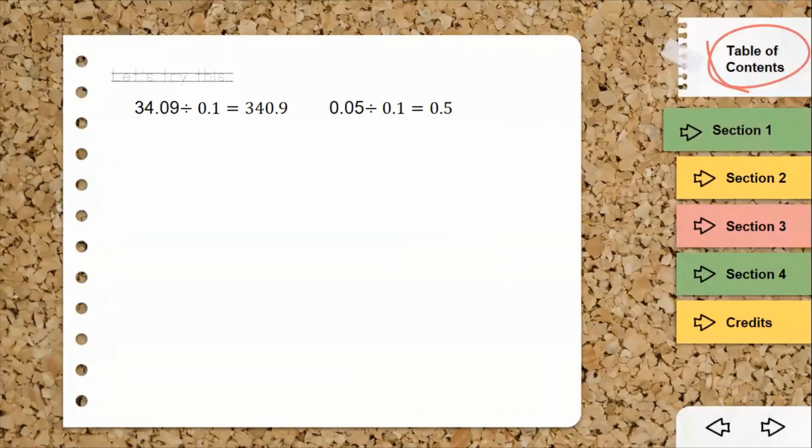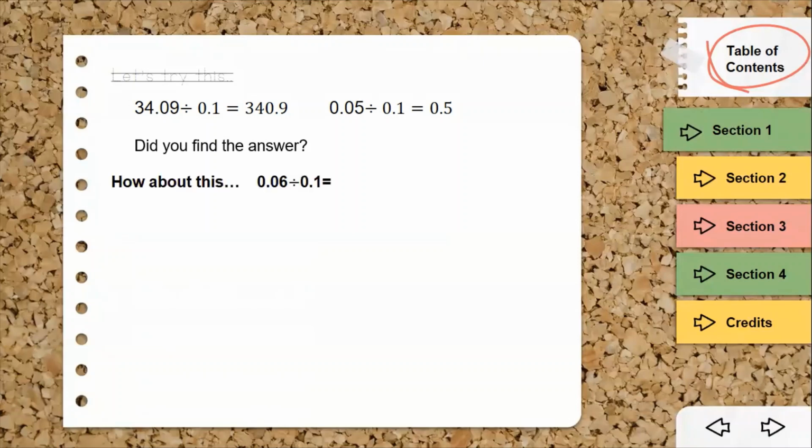We have 34 and 900ths divided by 1/10 is equal to 340 and 9/10. We have also 500ths divided by 1/10 is equal to 5/10. Do you find the answer? Or do you know how we found the answer?